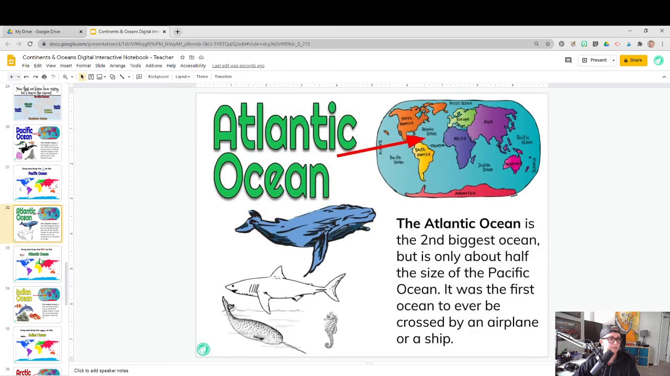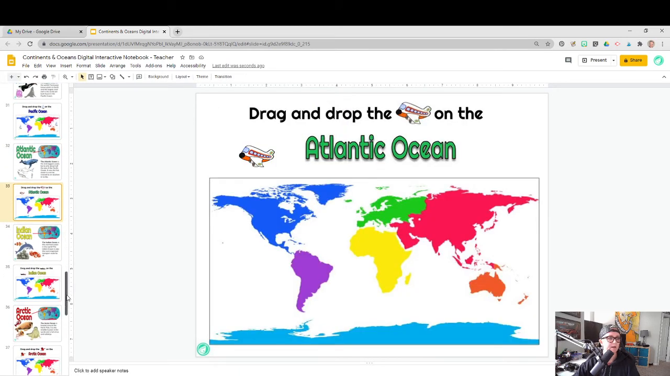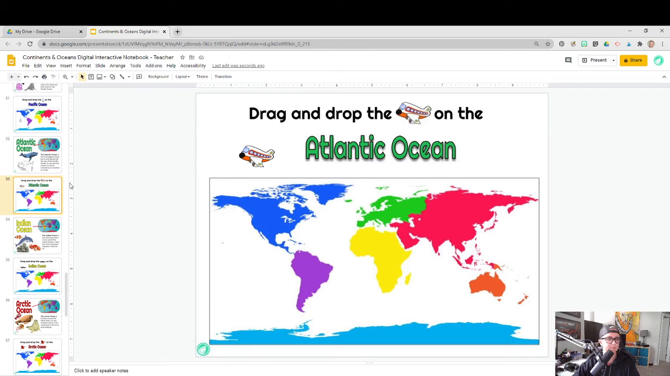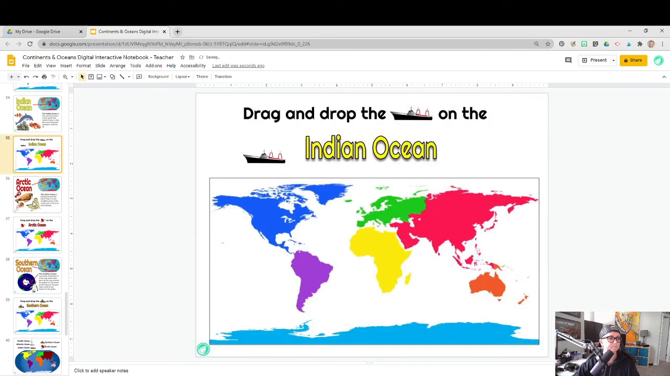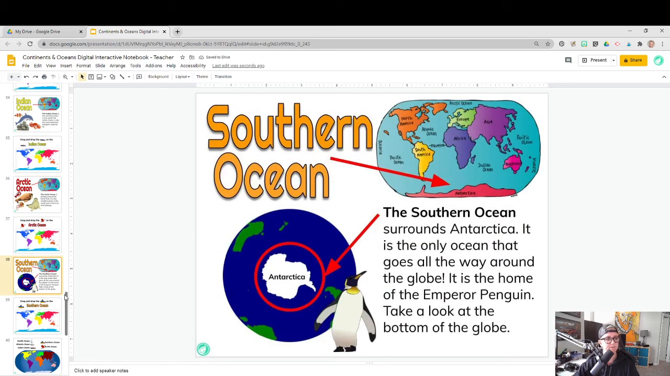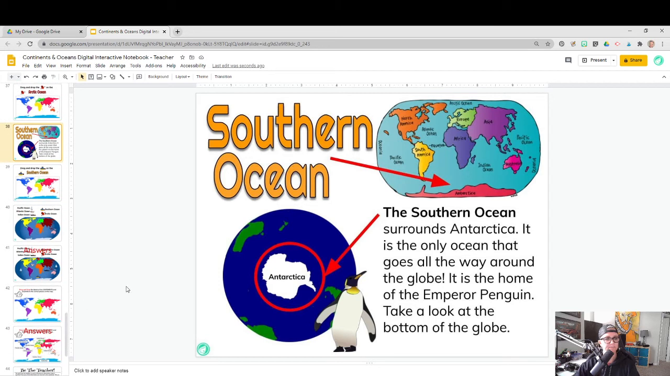So going through the Atlantic Ocean, I'm using different pictures here, and then the Indian Ocean, Arctic, and the Southern Ocean. I made sure to explain this was the only ocean that goes completely around the globe. So they need to understand that this is the bottom of the Earth, right? So I showed this part. So that they understand that that ocean is completely surrounding Antarctica.